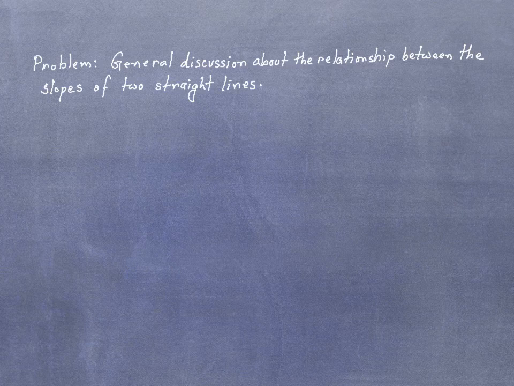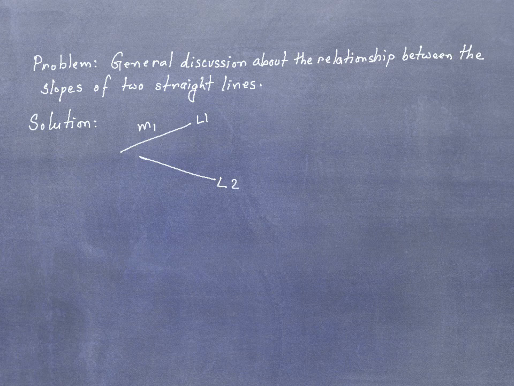In this video, I'm going to discuss the general relationship between the slopes of two straight lines. Let's assume that I have two straight lines. One is this one, let's call this L1, with a slope of M1, and there is another one, L2, with a slope of M2. What kind of relationships can there be between these two straight lines?